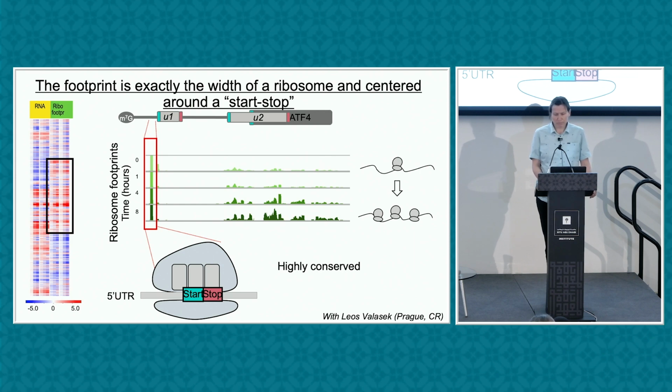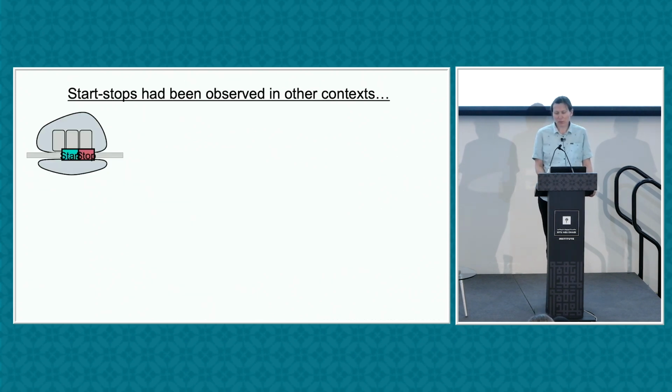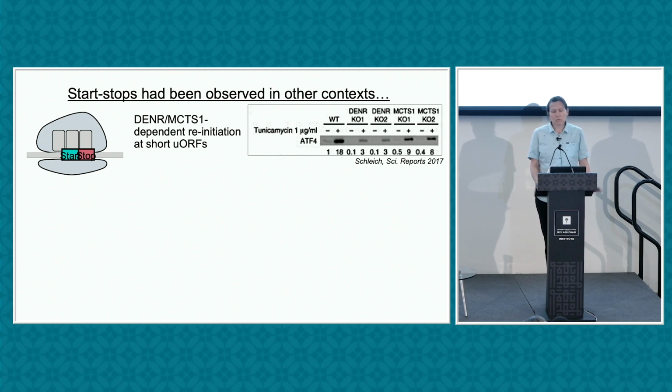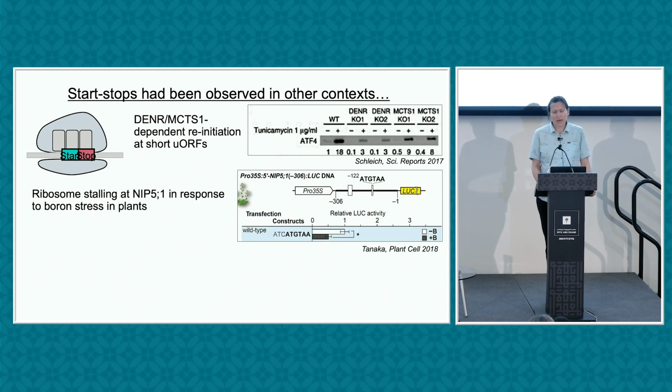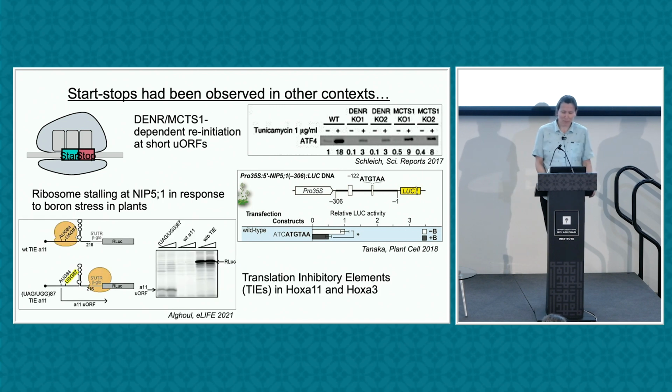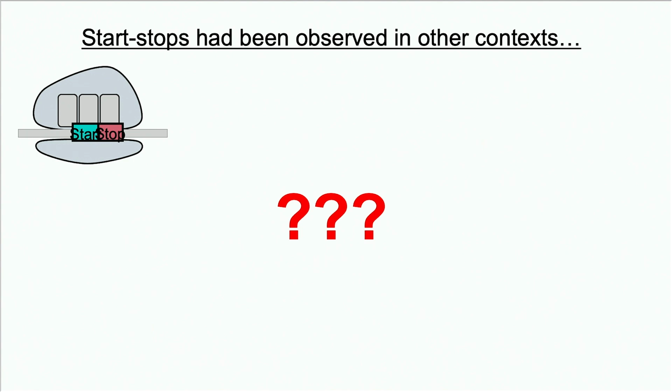I added the following slide to demonstrate to my colleagues who look at plants that this actually has been observed in other systems. So this short uORF in ATF4 had been seen, but it had never been described in its function. It had been observed in a plant gene involved in the response to boron-induced stress, and had been characterized there as essential for translation upregulation when you have no boron. And it actually has been seen in HOXA11, a transcription factor involved in development. But nobody really knew what it does in ATF4, and so we set out to characterize this.